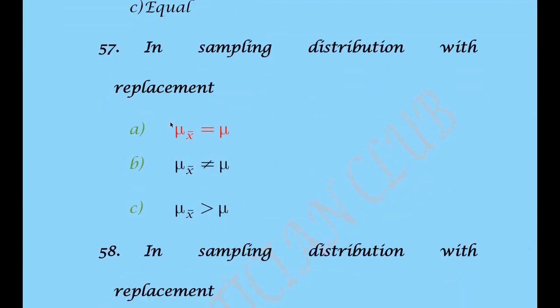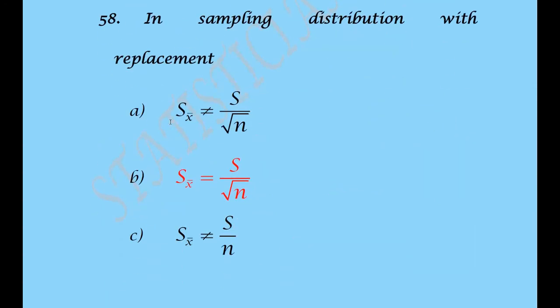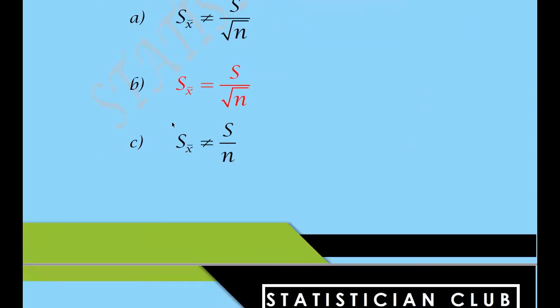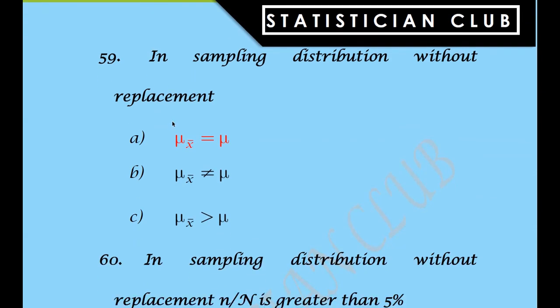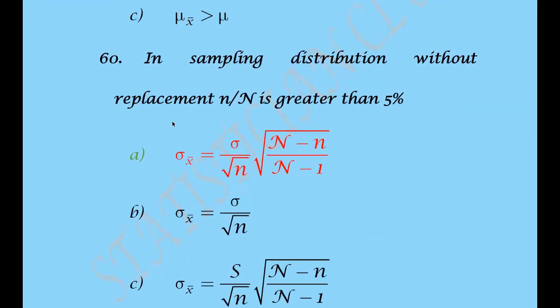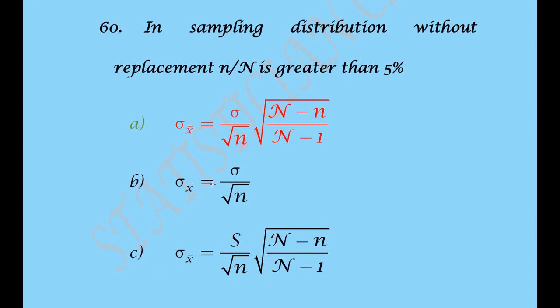In sampling distribution with replacement, mu x bar is equal to mu. In sampling distribution with replacement, sigma x bar is equal to sigma over under root n. In sampling distribution without replacement, the mean of the sampling distribution is always equal to the population mean. Mu x bar is equal to mu. In sampling distribution without replacement, if small n over capital N is greater than 5%, then sigma x bar is equal to sigma over under root n, times under root capital N minus small n over capital N minus 1.